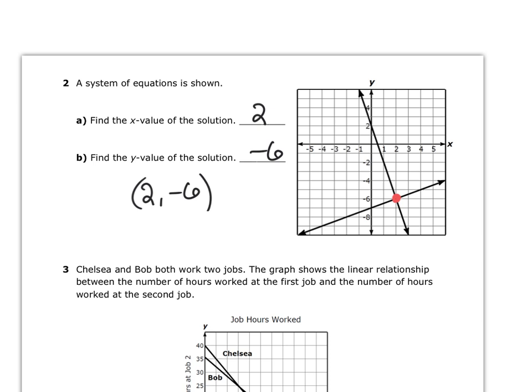And just pay attention when you're answering questions about solutions of systems of equations. Pay attention to what the question wants. Does it want an x value? Does it want a y value? Sometimes the question is asking for something specific. In this case, it's asking for both. Also pay attention to how your axis is counting. In this case, my x-axis is counting by ones, whereas my y-axis is counting by twos. So that's something we need to pay attention to and be mindful of.